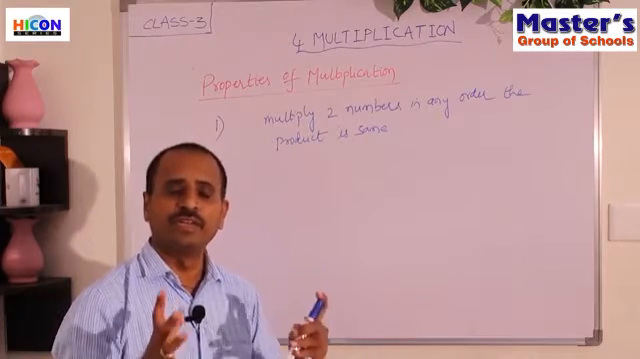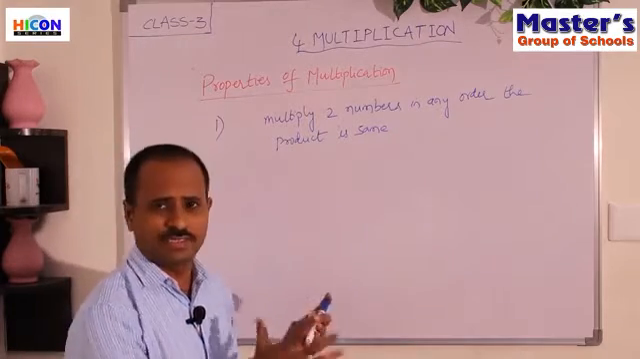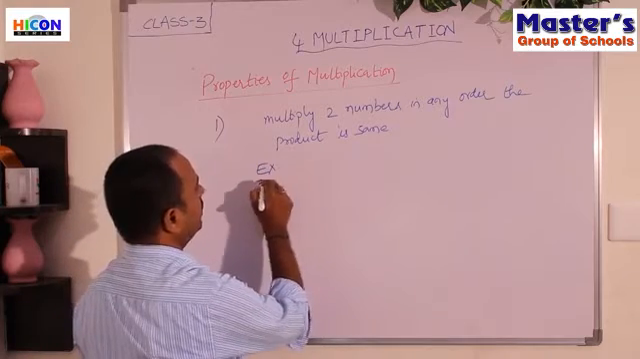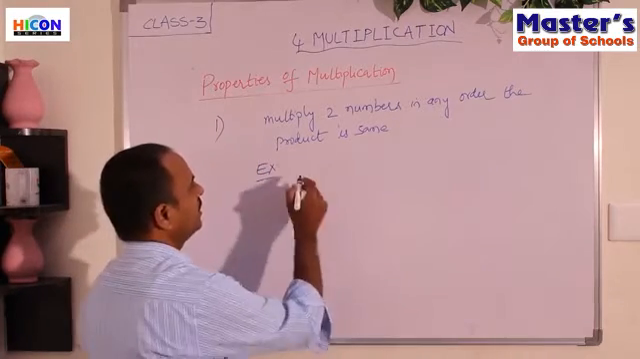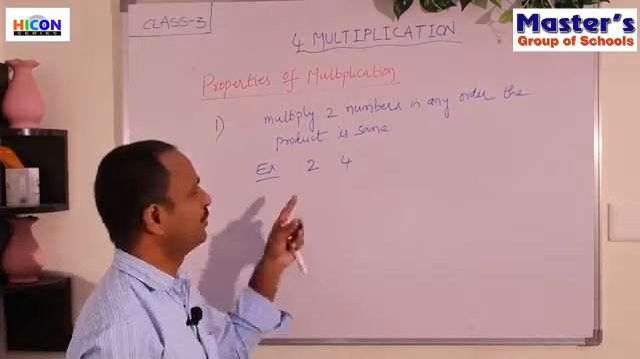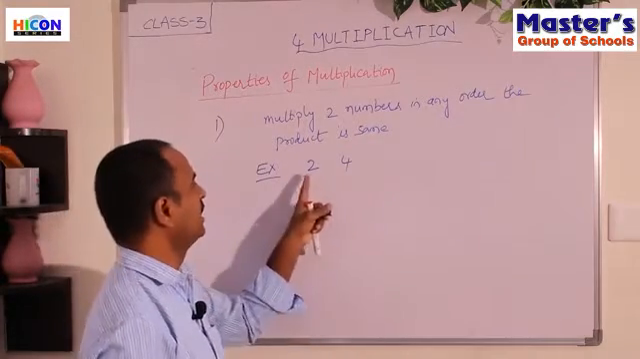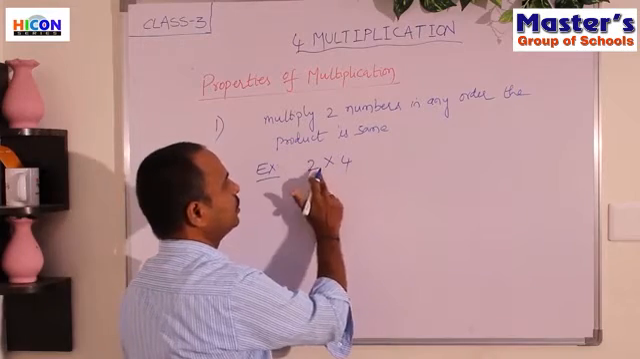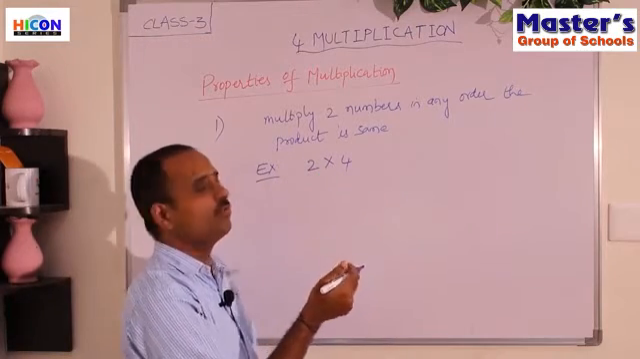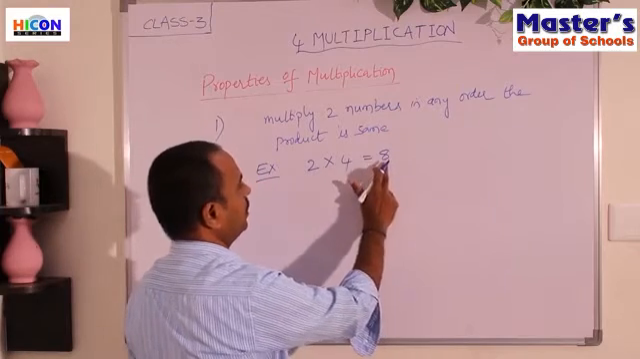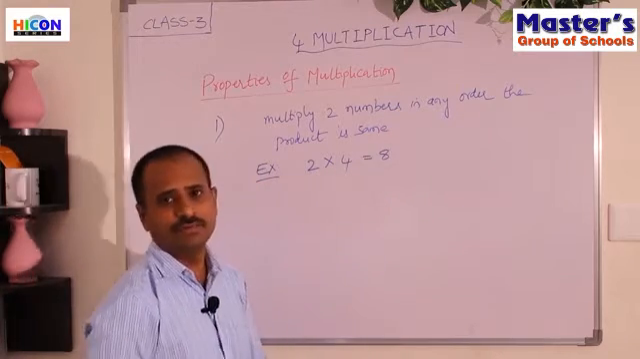That means we will get the same product. So let us see an example. Here I will take two numbers, 2 and 4. Now I will multiply these two numbers, 2 into 4. How much is 2 4? 2 4 is equal to 8. So the product of these two numbers is 8.